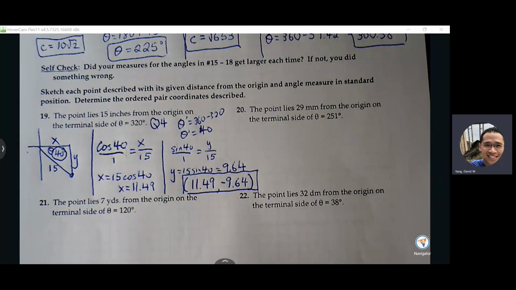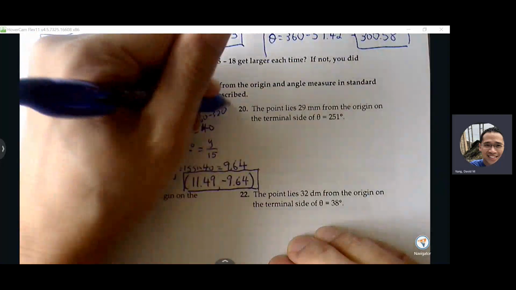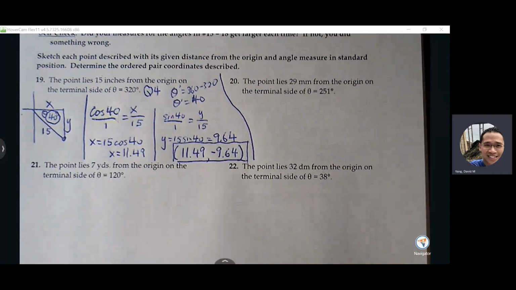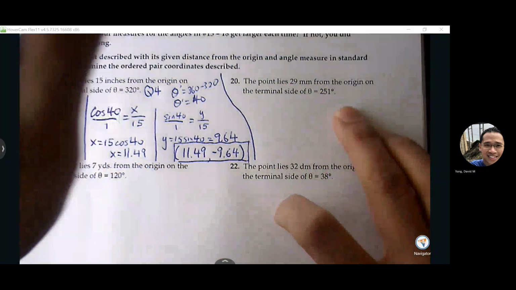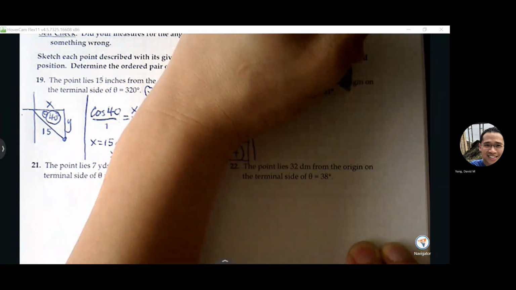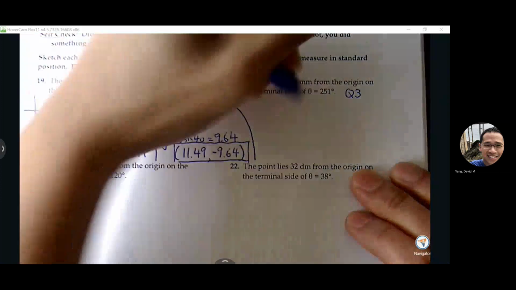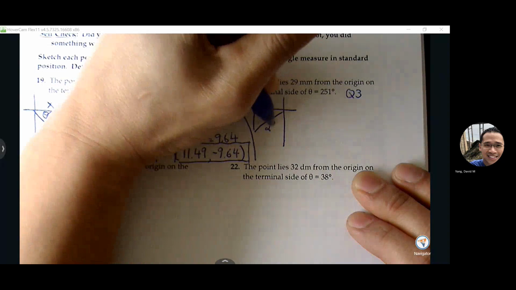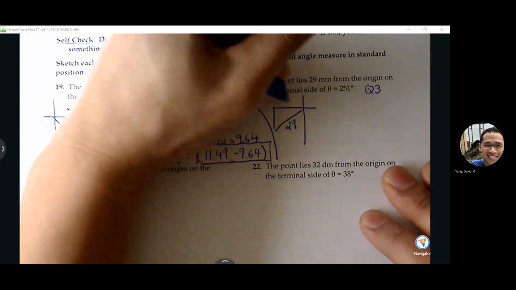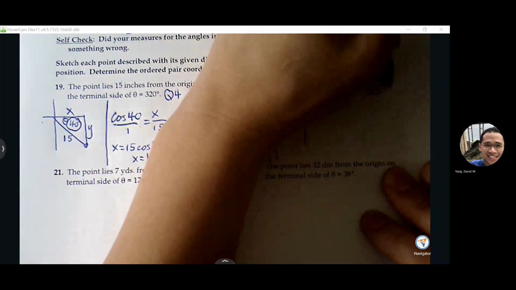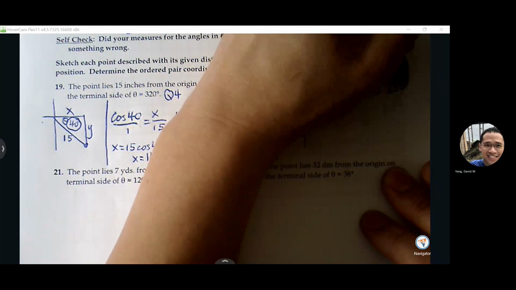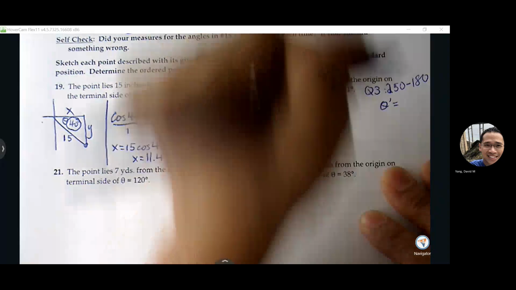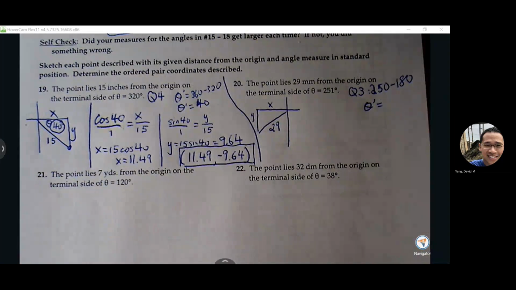Any questions with this process? Work through 20 through 22 and go ahead and try those, and I'll work it through on my own as well. It's 251.